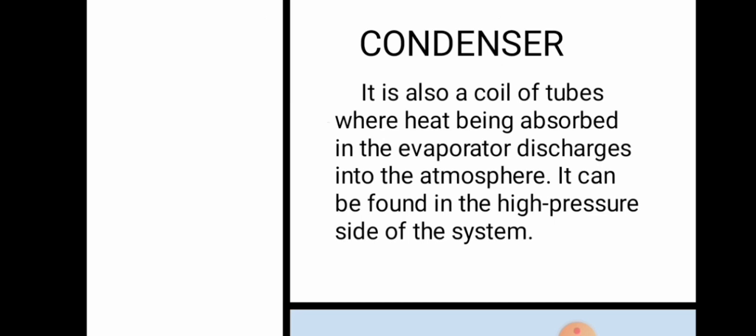So, condenser. It is also a coil of tubes where heat being absorbed in the evaporator discharges into the atmosphere. It can be found on the high pressure side of the system. So condenser is the one that discharges or releases the heat that was absorbed. So it is the high pressure side of the system.